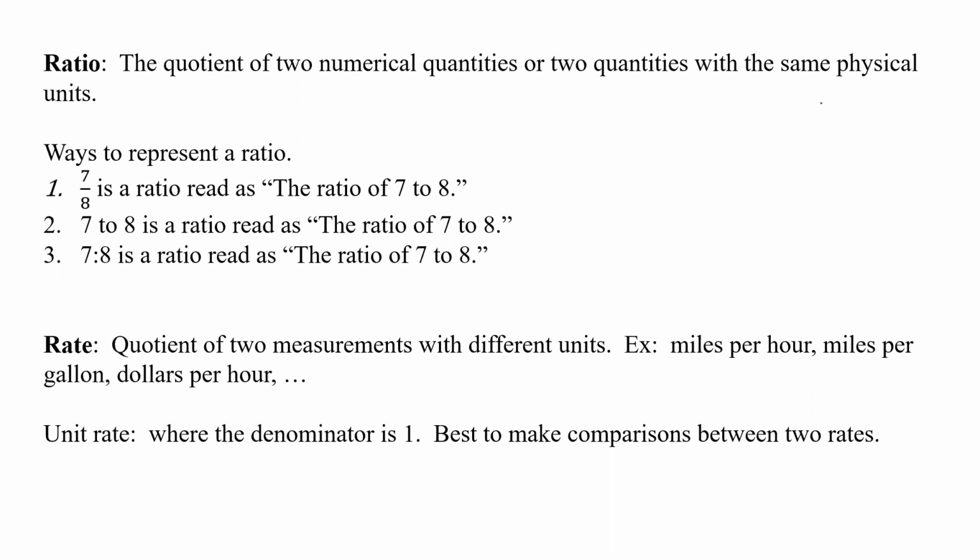A ratio is a quotient of two numerical quantities or two quantities with the same physical units, such as feet over feet or meters over meters or seconds over seconds. And so they're equal, and so the units will actually cancel.